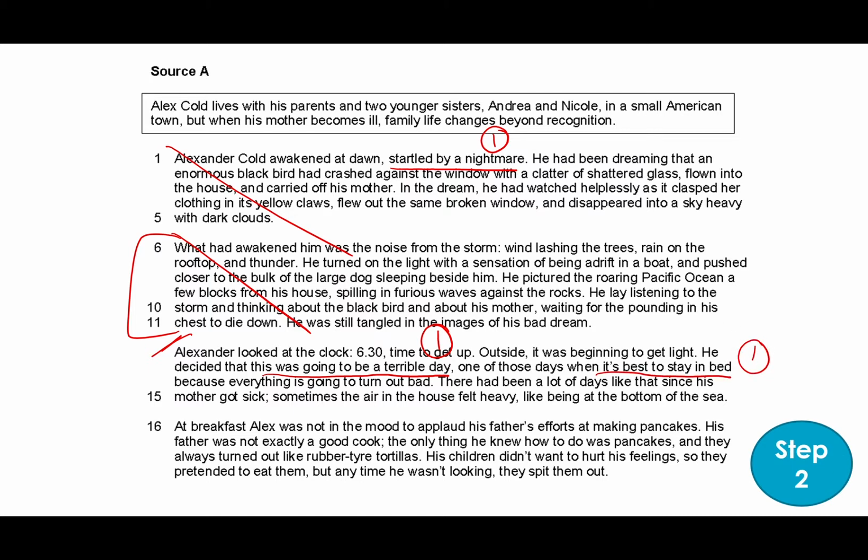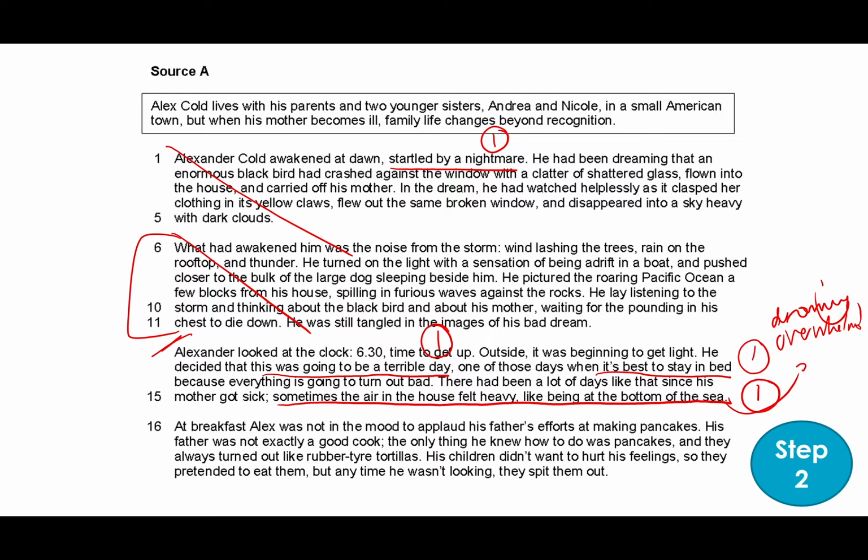Let me keep skimming and scanning. I'm not reading this in loads of detail, but I like this quote as well. "Sometimes the air in the house felt heavy, like being at the bottom of the sea." That shows he's really struggling to cope. I'm going to make some notes in my margin here. It's almost like he's drowning. It's like he's overwhelmed. Sorry about my handwriting.